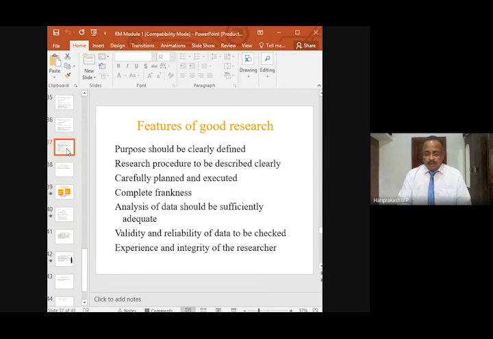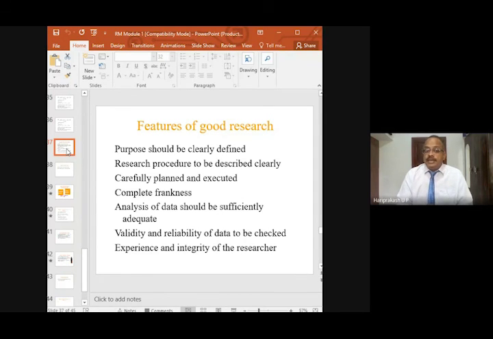which provides information on finance, stock markets, investments. So like that, you have to ensure that you are collecting data from a reliable source, right? Reliability means you can depend upon it. So validity and reliability of data should be checked. That should be ensured by the researcher.